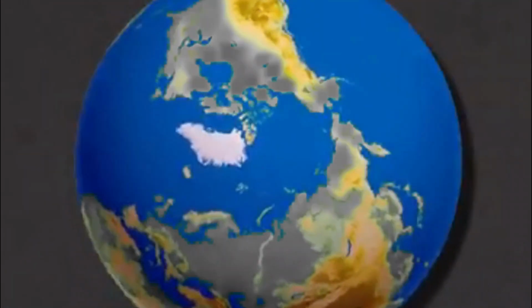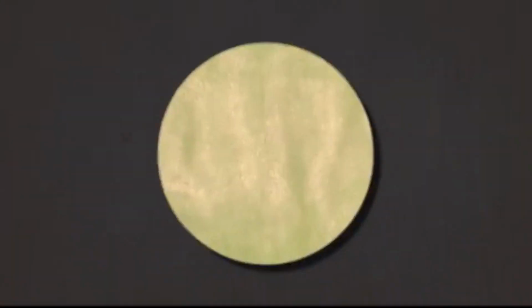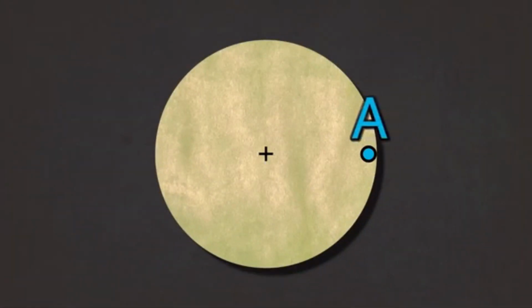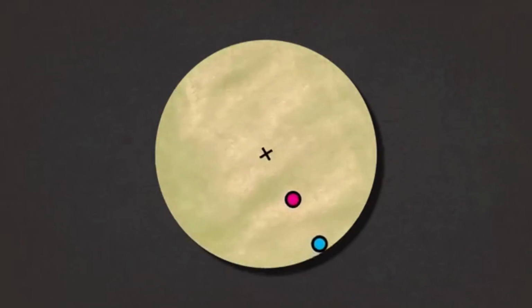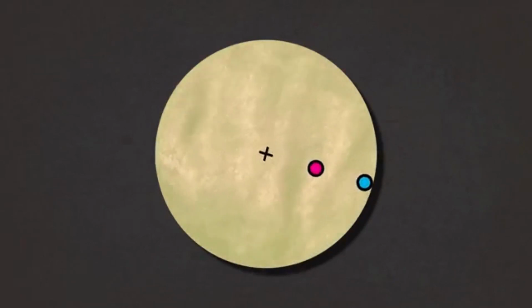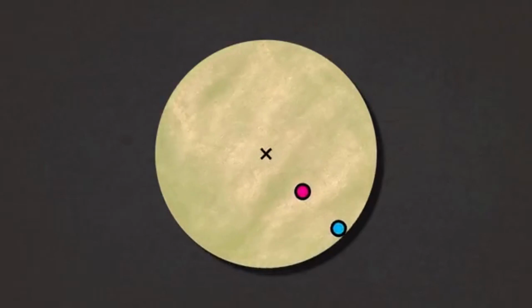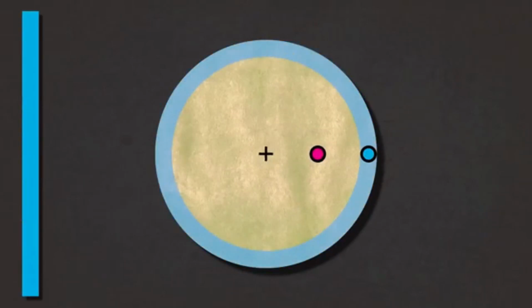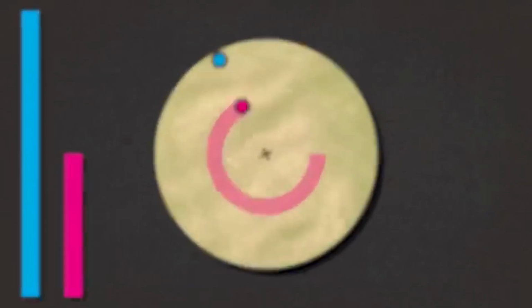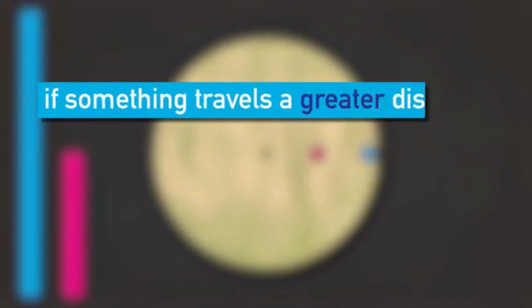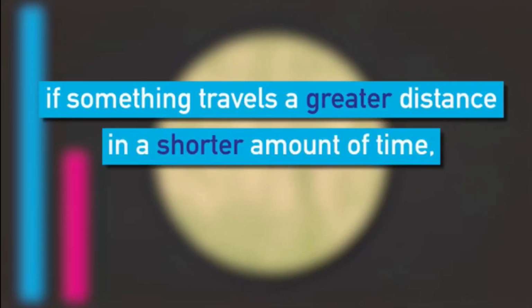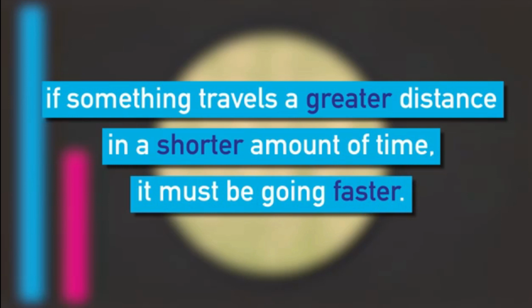Let's think big. Let us consider the Earth as a flat rotating disc. This is the center, this is point A and this is point B. Point A is twice the distance from the center as compared to point B. Let us consider that for one complete rotation point A travels this much distance and point B travels this much distance. If something travels a greater distance in a shorter amount of time, it must be going faster.